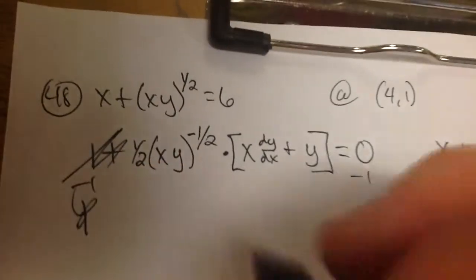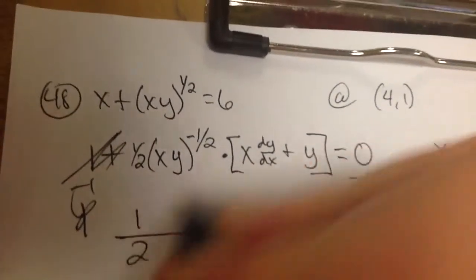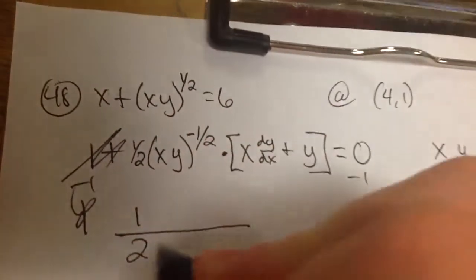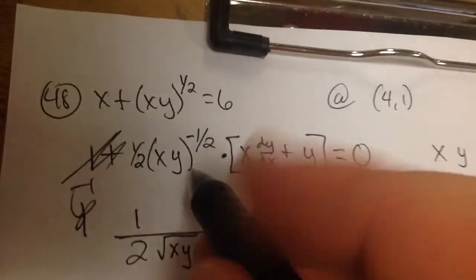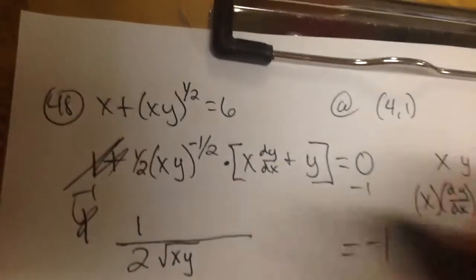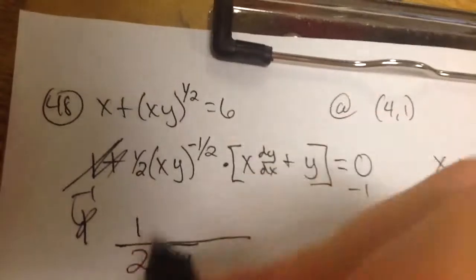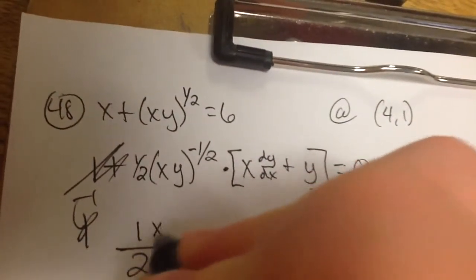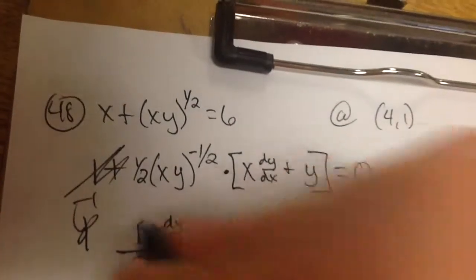Well, we got 1/2 in front. So I'm going to turn this whole thing into a fraction, because I have this negative 1/2 power. So that's like the square root of xy, and that's going to be on bottom. And then this is going to be on top. And that actually worked out all right, because it's just 1 times this. So really it's just x dy dx plus y. So I don't even need the 1.